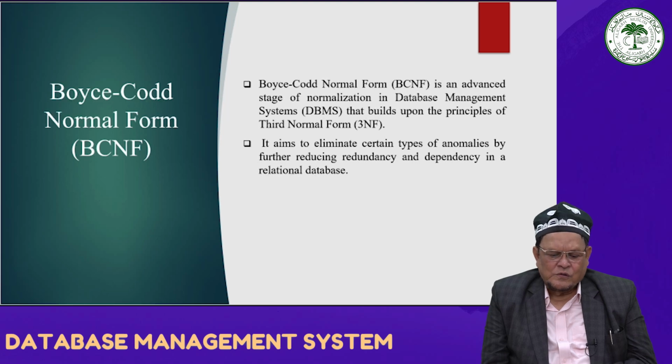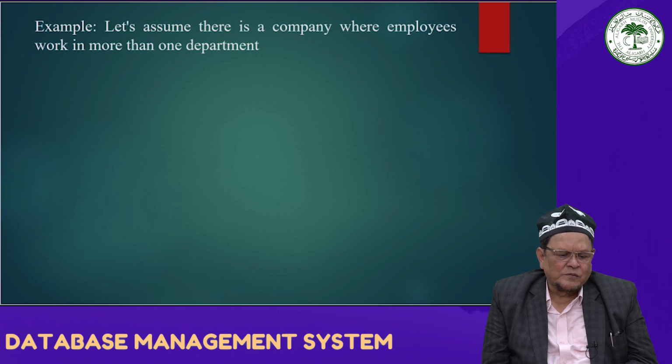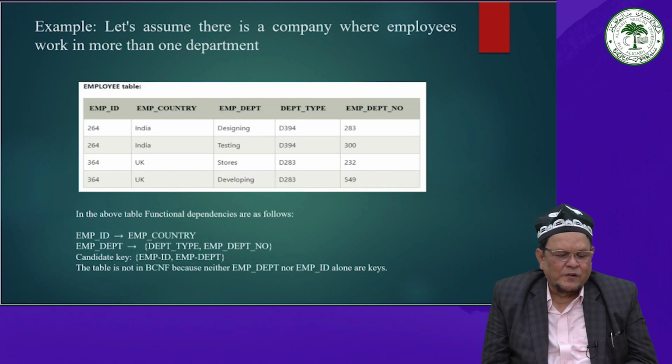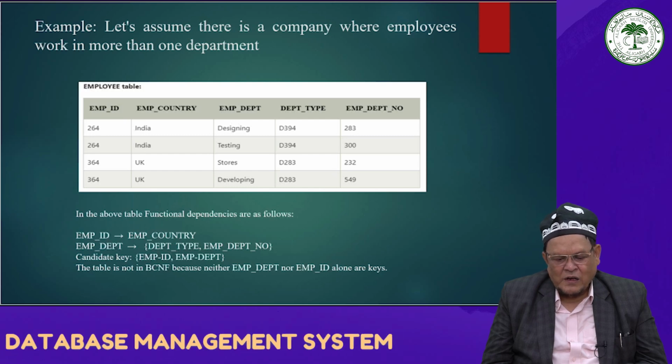So, the aim is to eliminate certain types of anomalies by further reducing redundancies and dependency in the relational database. We take one example. Let's assume there is a company where employees work in more than one department. So here you can see on the screen the table: employee ID 264 in India and employee ID 64 in India. Employee department: designing and testing, department type D394 and D394, and employee department number 283.